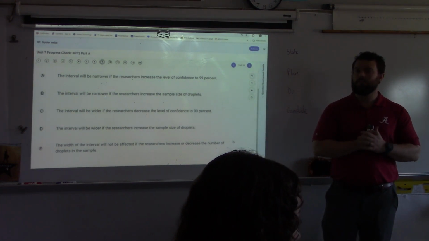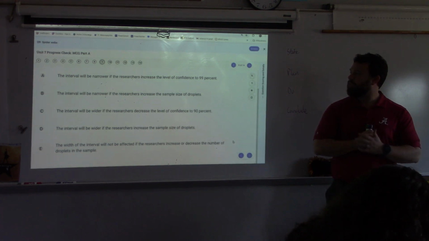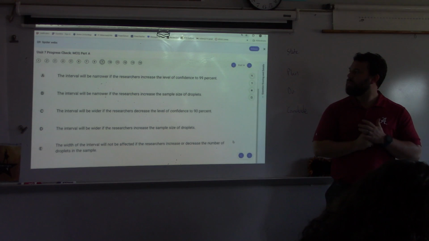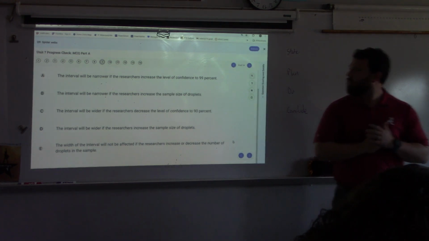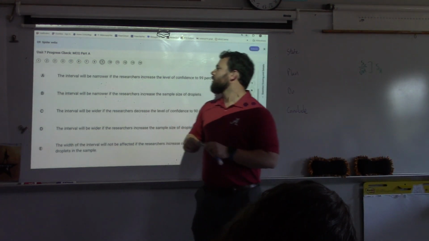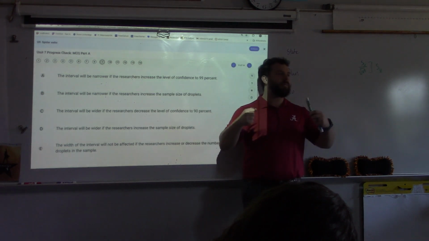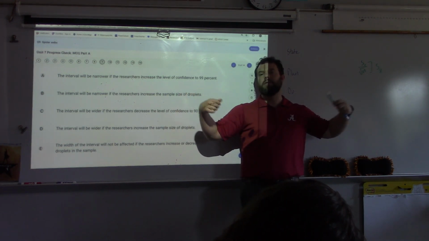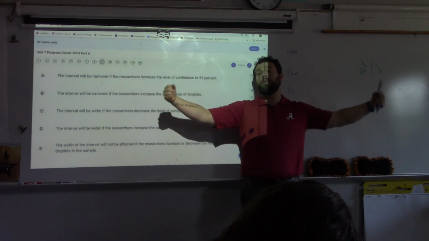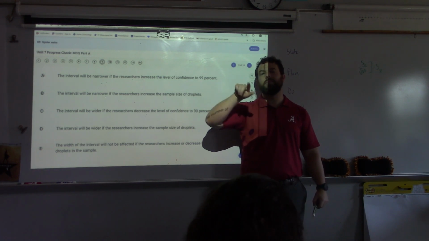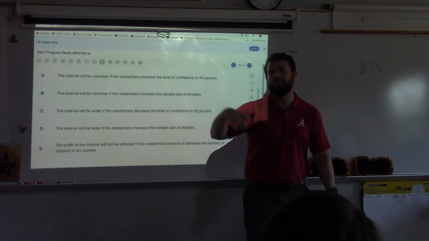No? No. Why not? Because it's wrong. Why is it wrong? To have a greater confidence, you have to have a bigger interval. Yeah. That would eliminate A and C. Oh, I see what they're saying. So if we increase our confidence, what has to happen? The interval has to be wider because our margin of error will be larger. Remember, the standard error and the sample mean would all stay the same, but your t-star would be larger.